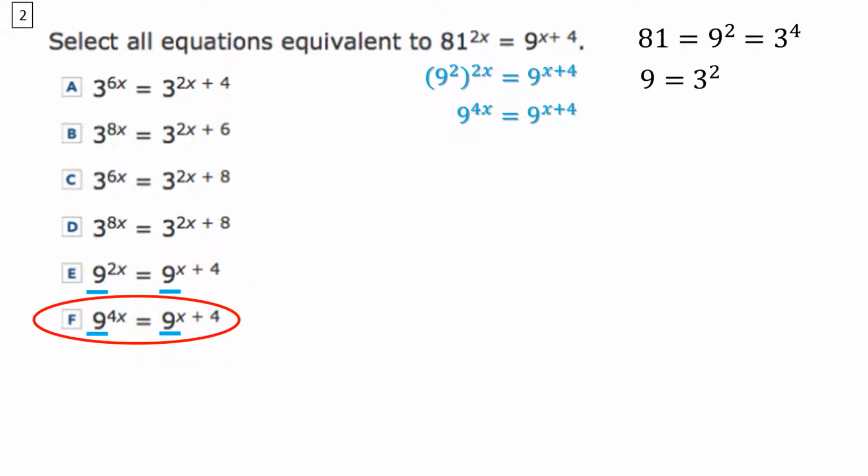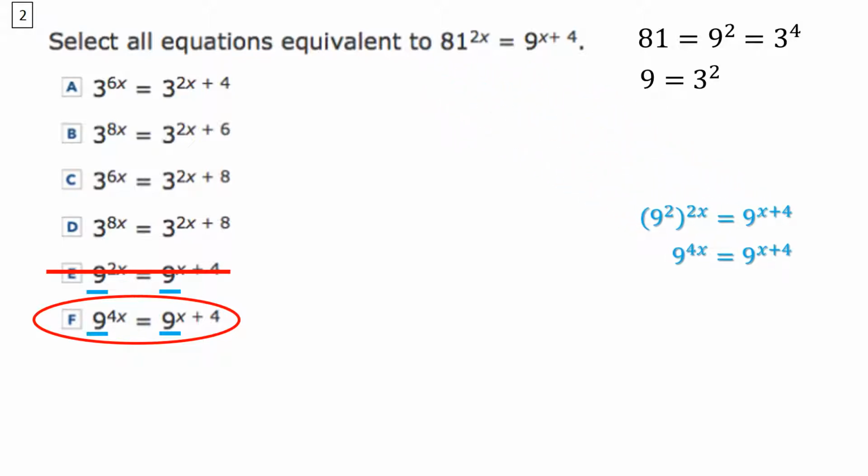There's nothing I can change. Now, if it had been 9 squared to the 2x, like we had written here, then yeah, they could both be answers. But that's not what we've got, so it's definitely not E. Well, get that out of the way and maybe look at the rest of these answers.